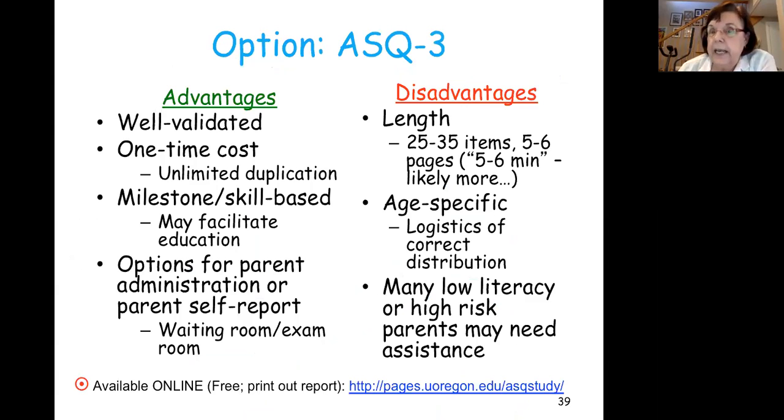So then let's move on to the ASQ3, which is one of the measures that are sensitive and specific for developmental milestones as well. The advantages are that this has been well validated. It's a one-time cost. It does cost money. There are opportunities to do it online in big practices. Actually, they have it online and it gets scored as well. So it's really a helpful instrument that way.